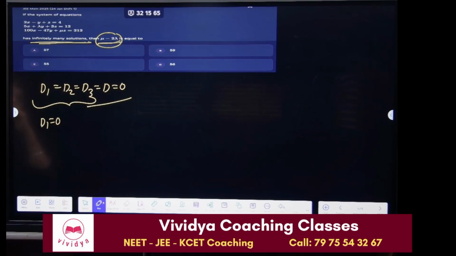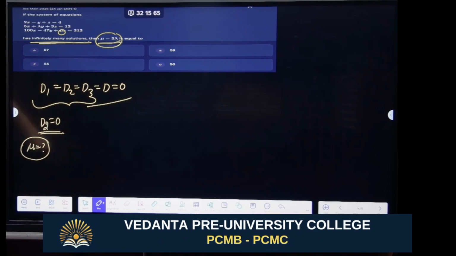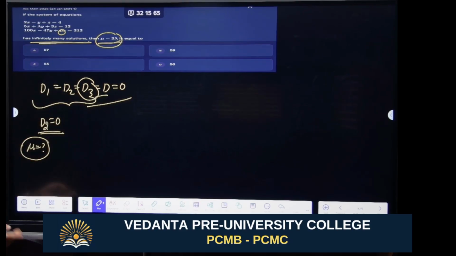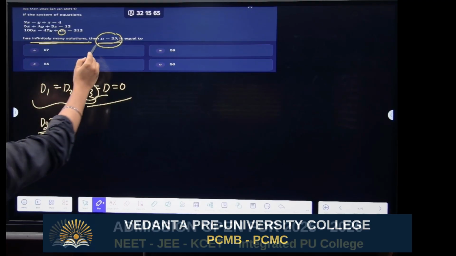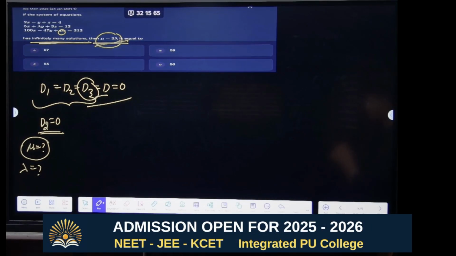If you first put D2 equal to 0 and D3 equal to 0, the best way is D2 equal to 0. The same question we have discussed, so I'm just going to explain how to do it. Once you put D2 equal to 0, you will get the value of mu. Then after that, you can do D2, D3 or D, any one of them equal to 0, and you get the value of lambda also. Then you just solve it and you will get the answer. The same simple question. So I'm just leaving this for you guys.